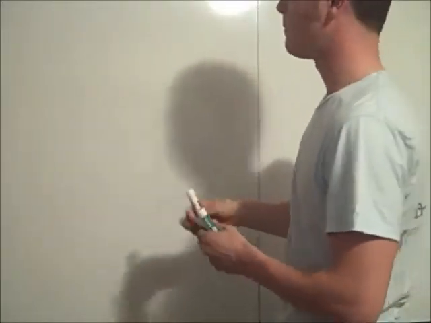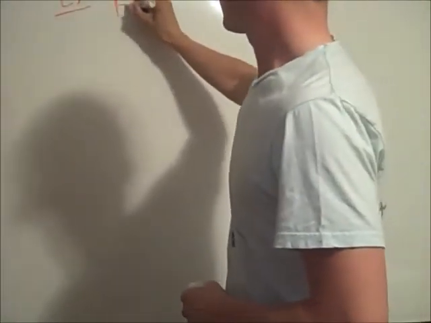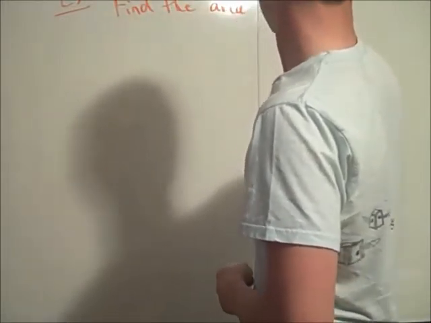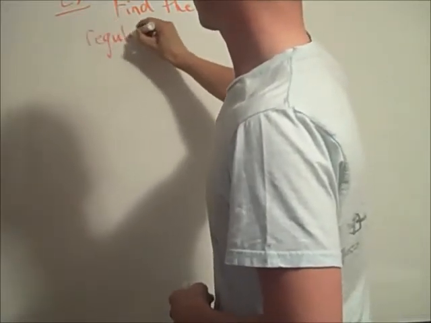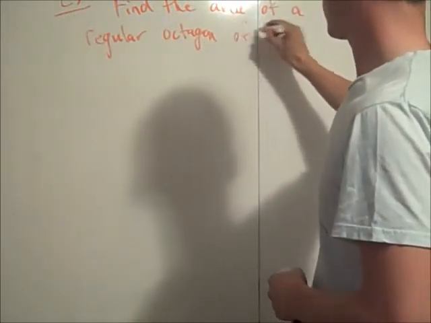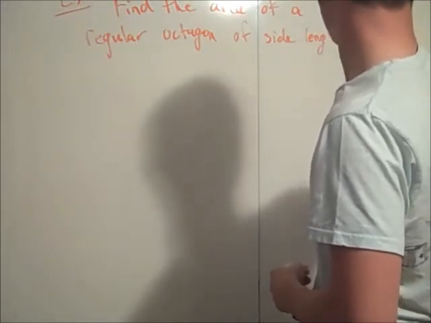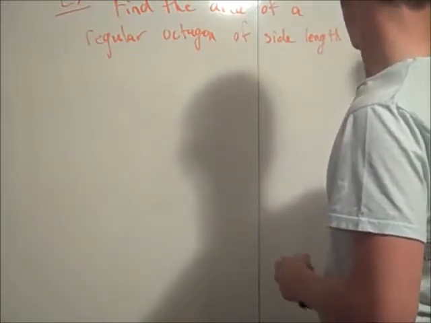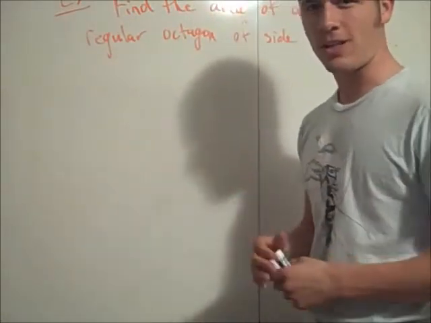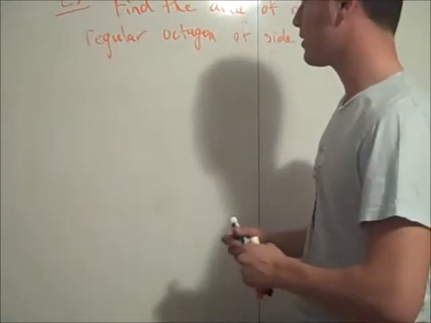So here's an example. How about find the area of a regular octagon of side length 4. And 4 whatever meters, I guess. 4 meters. Okay. So I don't actually draw the octagon. What I draw is just one of the triangles, one of the 8 triangles that make up that octagon.